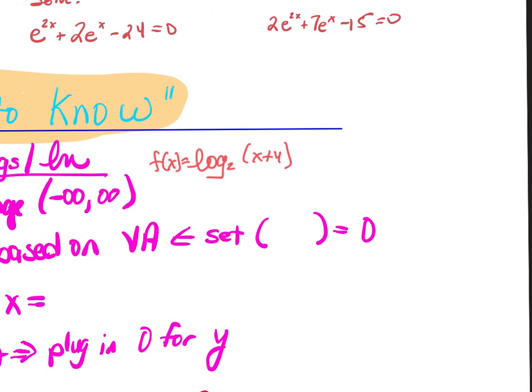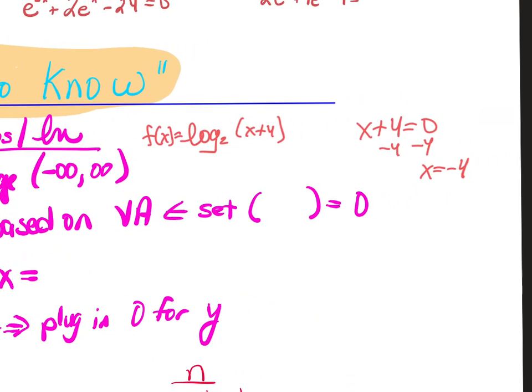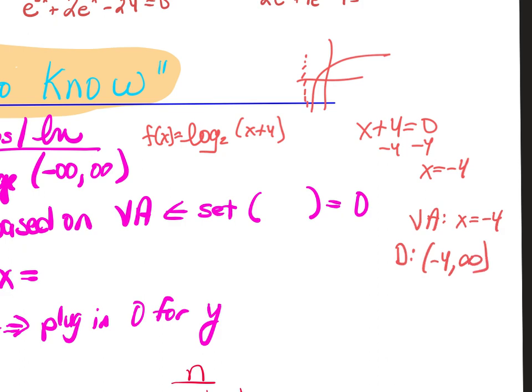And the way that you figure that out is you set the parenthesis equal to 0. So if I say x plus 4 equals 0, I'm going to subtract 4 from both sides, so I get x equals negative 4. So that means my vertical asymptote here would be at x equals negative 4. And it's a positive, so that means it's going to look like this. Negative 4 is my asymptote, and my log goes like that. So that means your domain is from negative 4 to infinity. It does not include negative 4.